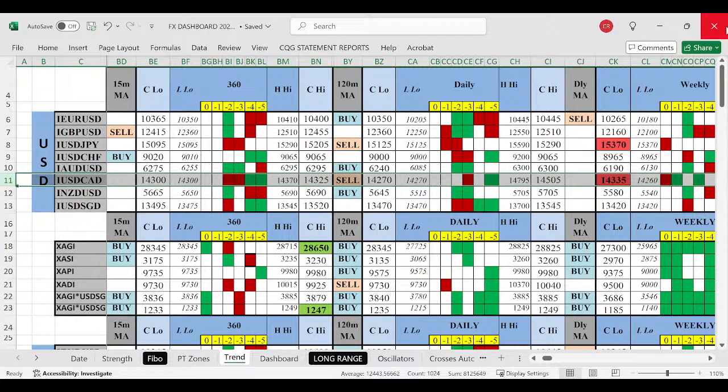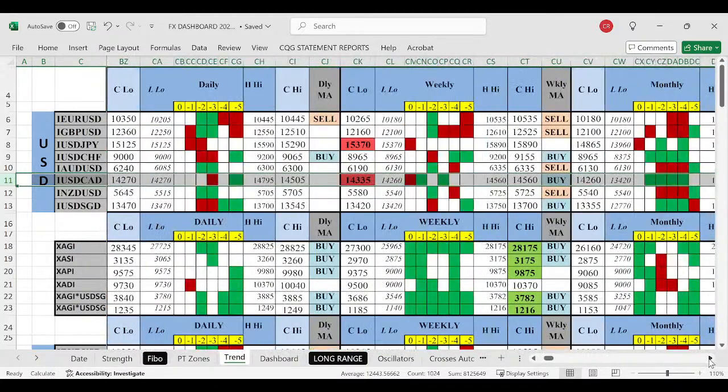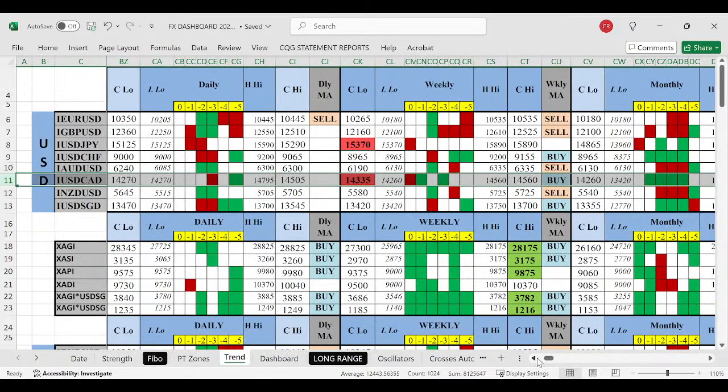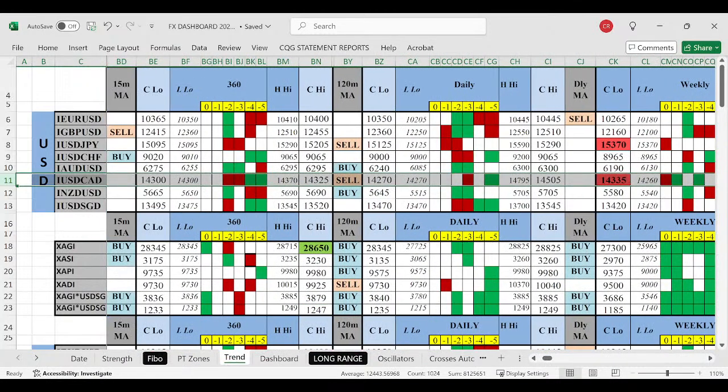Okay, let me see what the monthly is. If monthly is also down, then for sure we can hold a sell. Monthly is still flat. But the level we are looking at is 42.60. So it's only 10 pips, 42.60 and 42.70, not much difference. So we should be expecting this low to break 42.60. If it breaks, then we can see the price moving lower.